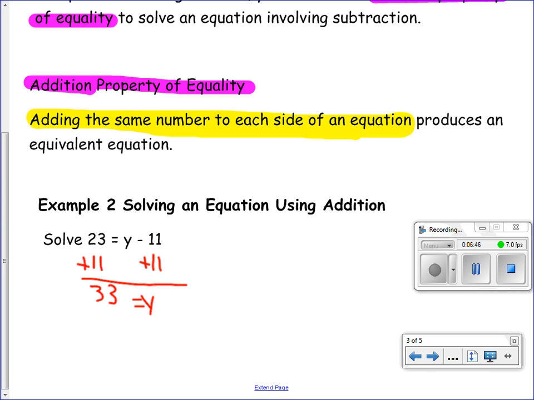Can you make it 34? It should be 34, thank you. I would have probably caught that when I went back to check, because that's what you're supposed to do: go back and check your work. So 34 minus 11 would be 23, and there's your solution.